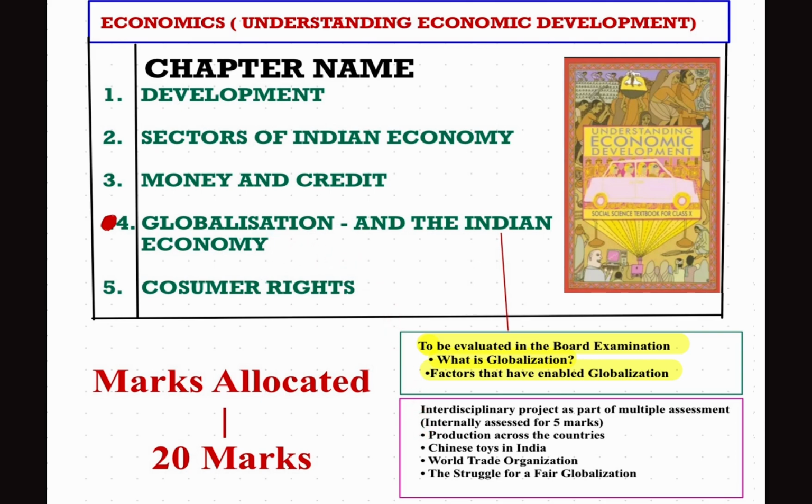Some topics from this chapter are internally assessed for 5 marks as an interdisciplinary project, as part of the multiple assessment. These are the topics: production across the countries, Chinese toys in India, World Trade Organization, and the struggle for a fair globalization. These topics are internally assessed in the form of an interdisciplinary project.